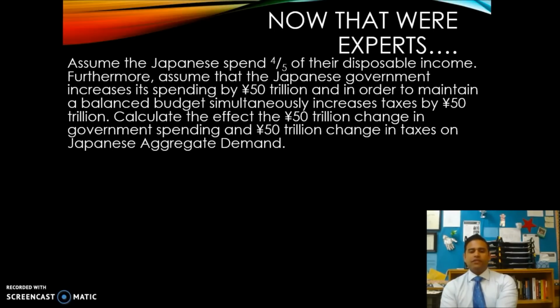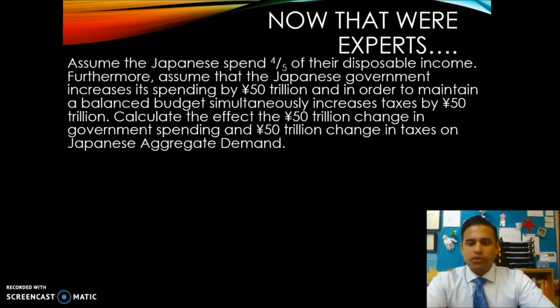Calculate the effect of the 50 trillion yen change in government spending and the 50 trillion yen change in taxes on Japanese aggregate demand. So we have a tax and a spending going on at the same time. So go ahead and work through this, and you're going to need to work through both multipliers, the spending multiplier as well as the tax multiplier. So go ahead and pause and work your way through that.